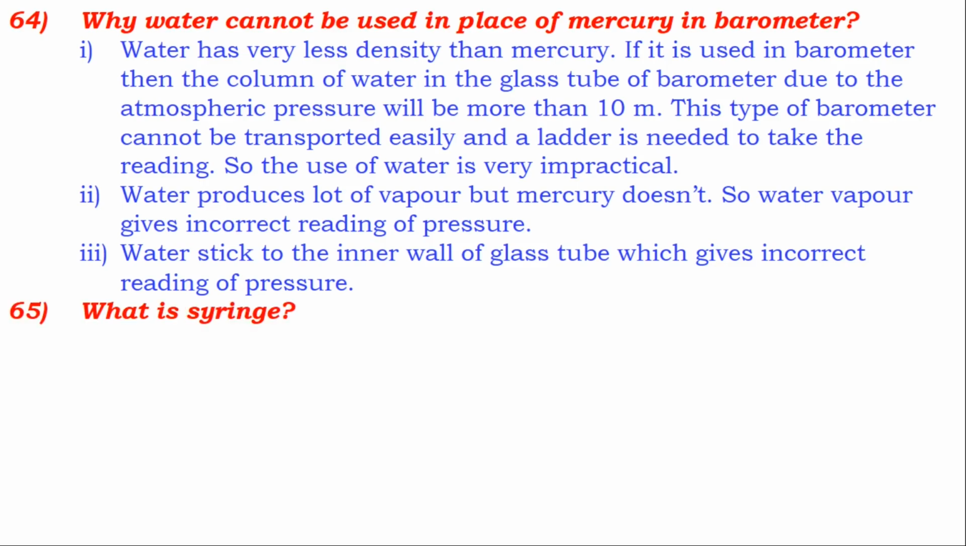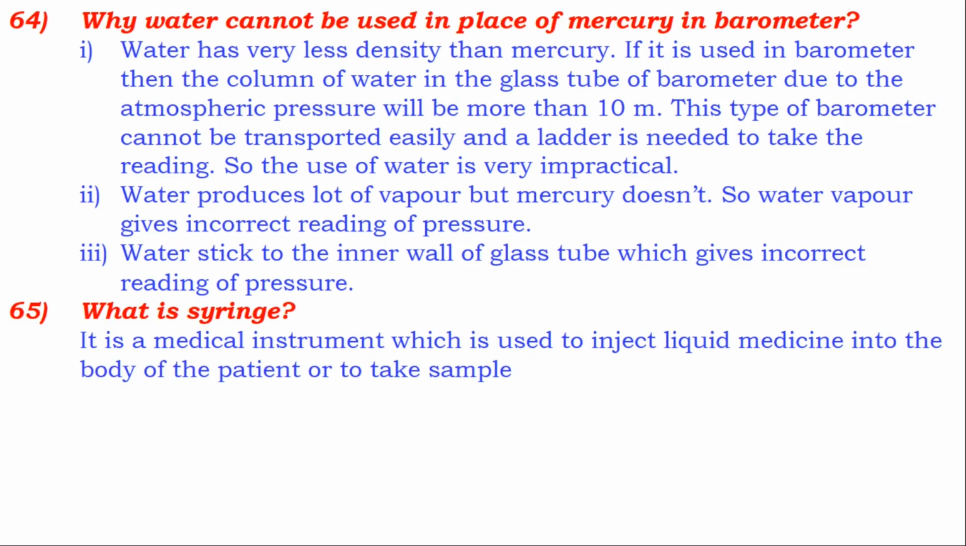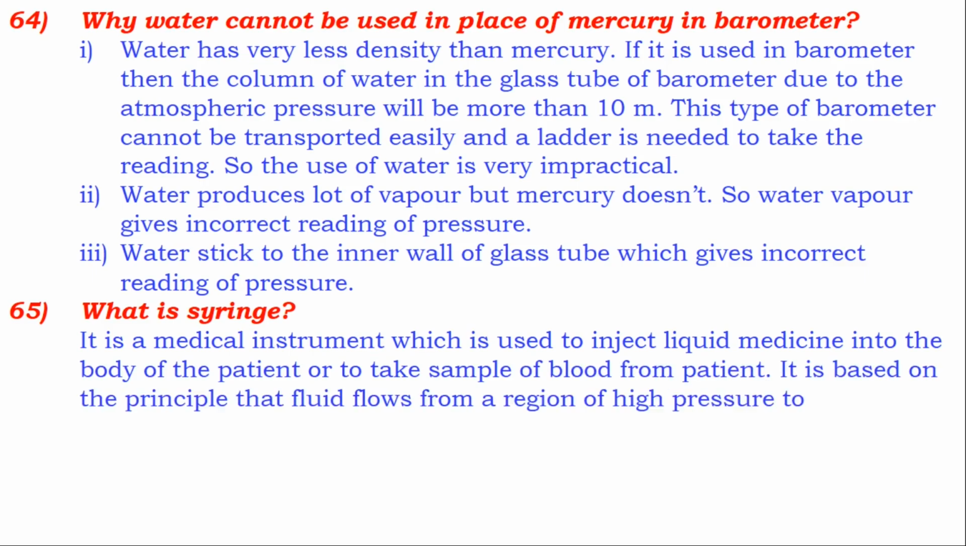Okay, next question. What is syringe? Very simple. It is a medical instrument which is used to inject liquid medicine into the body of the patient or to take sample of blood from patient. It is based on the principle that fluid flows from a region of high pressure to the low pressure. This is the principle of syringe.